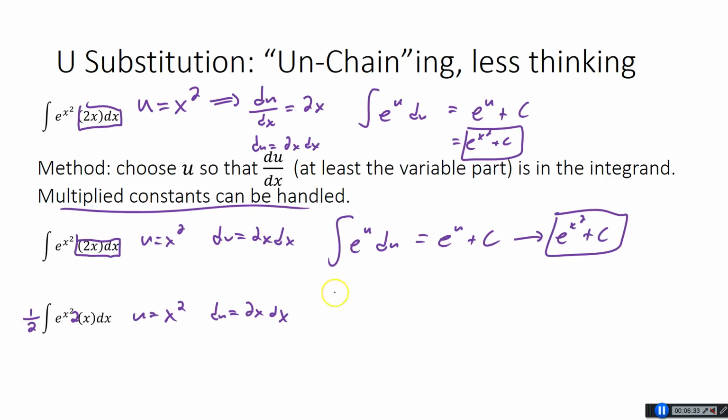Sometimes you'll see teachers do this. They'll say, put a 2 over 2 in front of it, e to the x squared x dx, and then pull this 2 inside. I think that's excessive. I think you can just do this. I trust you to put the 2 there. Just don't forget to put the 1/2 here at the same time.